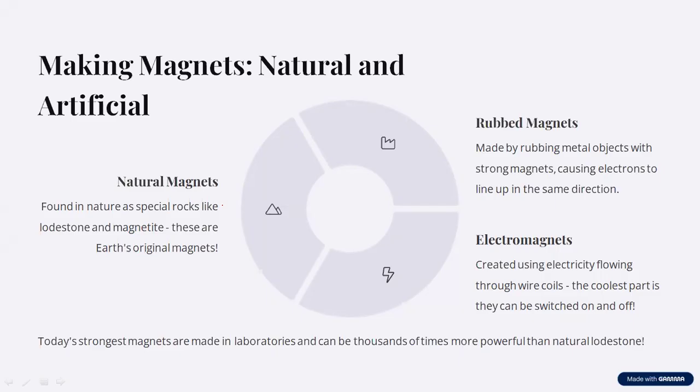Rubbed magnets. If you have a metal pin and a magnet with you, you can rub the magnet against that metal pin. Once you rub it for a short duration, that metal pin will also behave as a magnet. So that's called a rubbed magnet. It is made by rubbing metal objects with strong magnets, causing electrons to line up in the same direction. So you can rub a magnet on a metal pin and make a temporary magnet out of it. That is called a rubbed magnet.